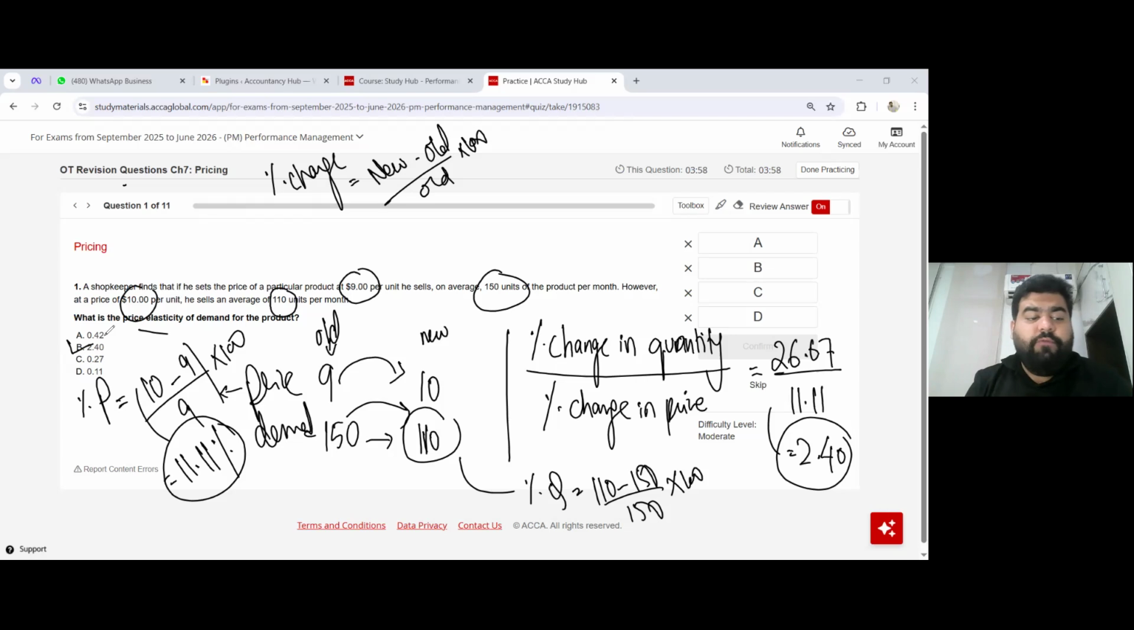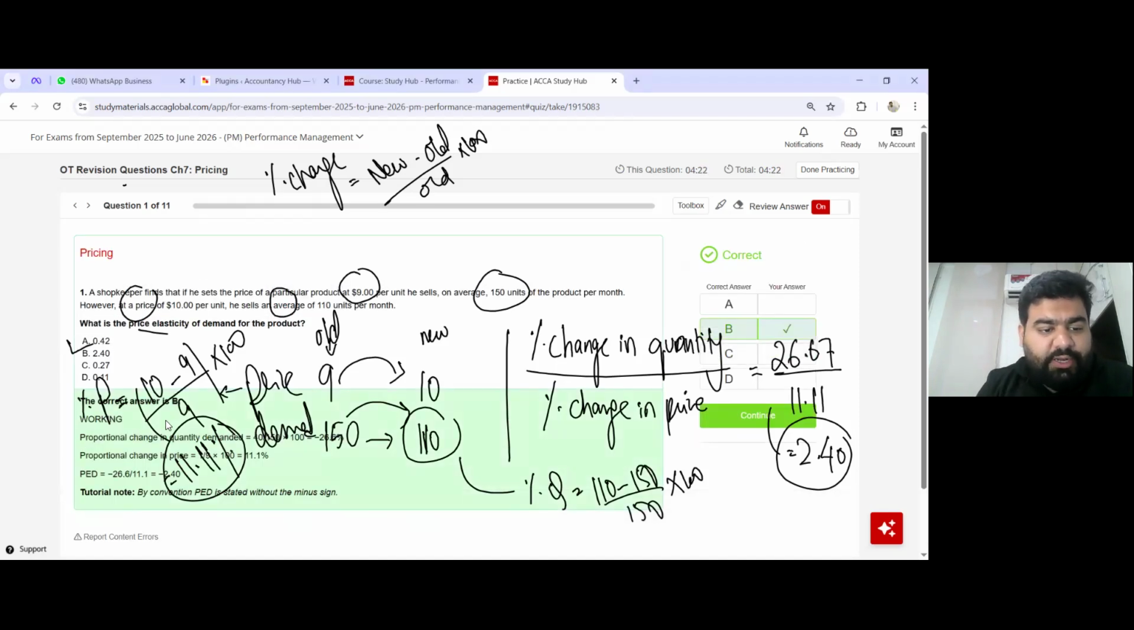So the answer is 2.4. It means the product's price elasticity is so high that changing the price a little will change the demand so much. If the answer is much higher than 1, it means that changing the price a little bit will change the demand so much. So it's 2.4. Let us confirm: B will be the answer. The correct answer is B.